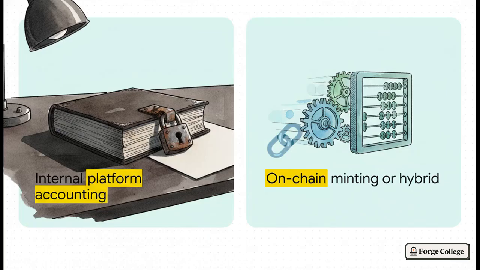Next up in our app build is how we actually handle incentives and rewards. In Web 2, if you get paid, it goes through their internal platform accounting, right? It's fast, sure, but it's a completely closed book. You just have to blindly trust their spreadsheet.